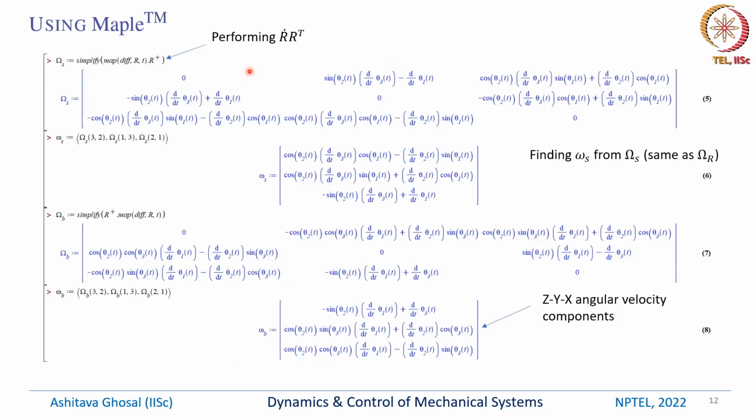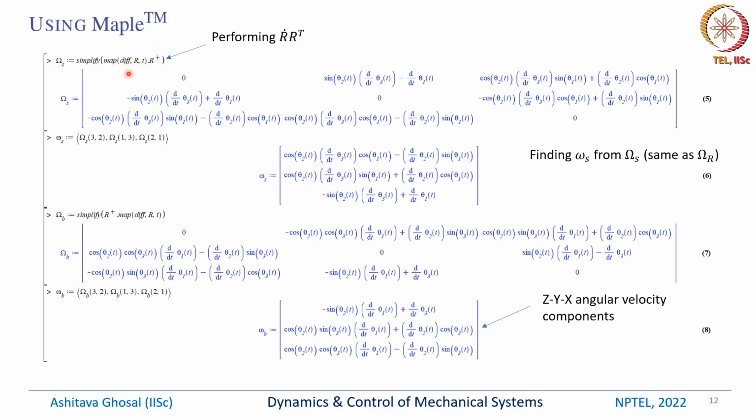Then let's take steps to find the angular velocity. I want to actually compute R dot R transpose, because I want to find the space fixed angular velocity vector corresponding to z, y, x Euler rotations. So what you can see is we need to type omega s, which is the skew symmetric matrix, is simplify(map(diff, R(t), t) . R transpose).